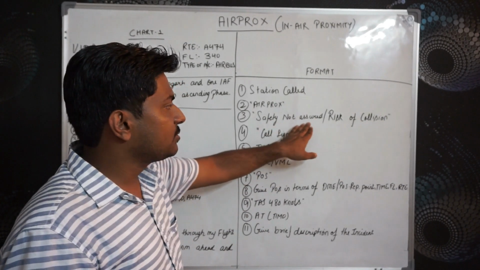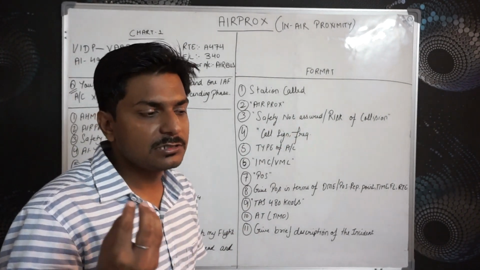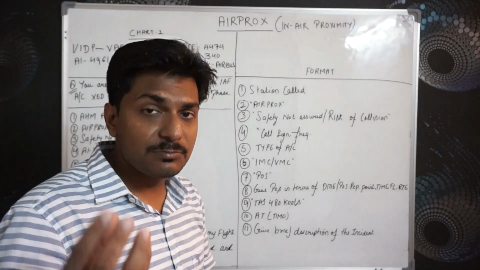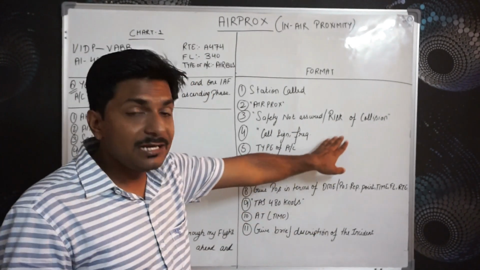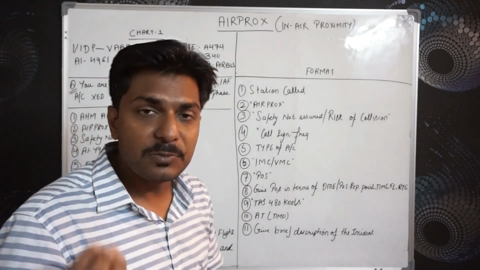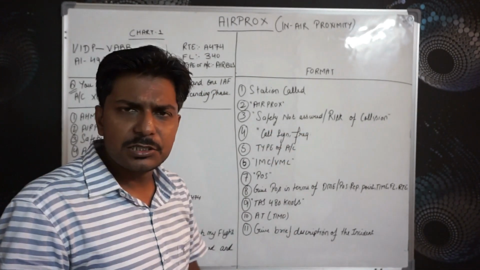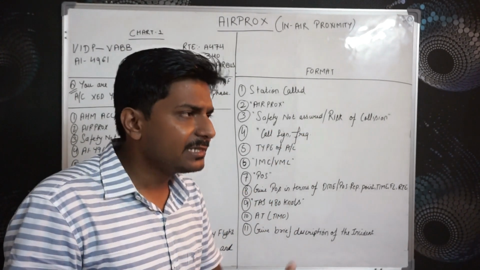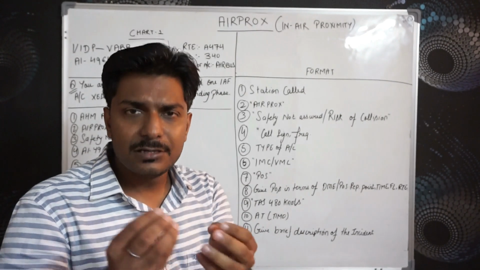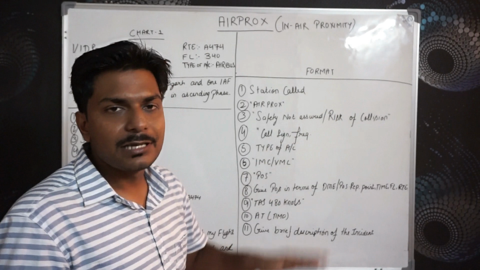Then safety not assured, as I have told you earlier, is used when your separation is more than 5 nautical miles but less than 15 nautical miles, and the term risk of collision is used when the separation is less than 5 nautical miles. So as per the condition, if the question states the separation in nautical miles, as per the category you can use either of these.